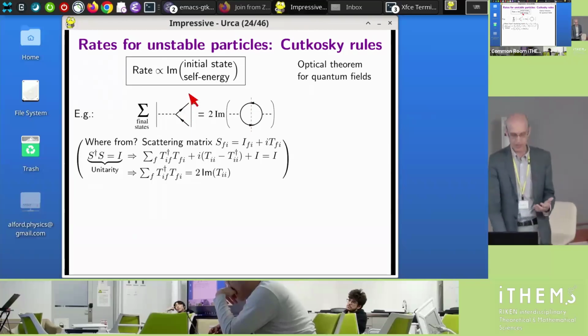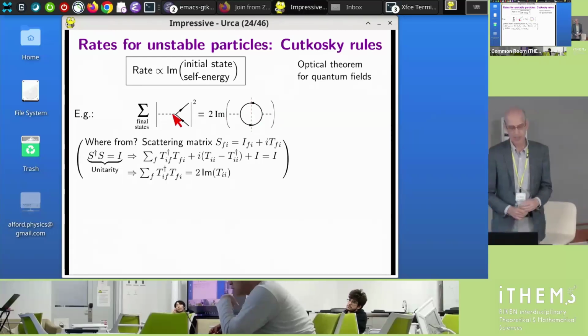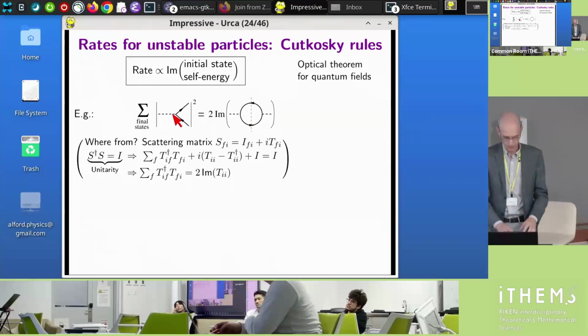This theorem says that is actually equivalent to taking this diagram and doubling it in a mirror, right? Flipping it over here. So you've got the scalar particle decays into a fermion-antifermion pair, and then those reassemble themselves back into the initial state again. So this is a self-energy, initial state self-energy. You take the imaginary part of that diagram, and that is giving you this rate. That's the claim.